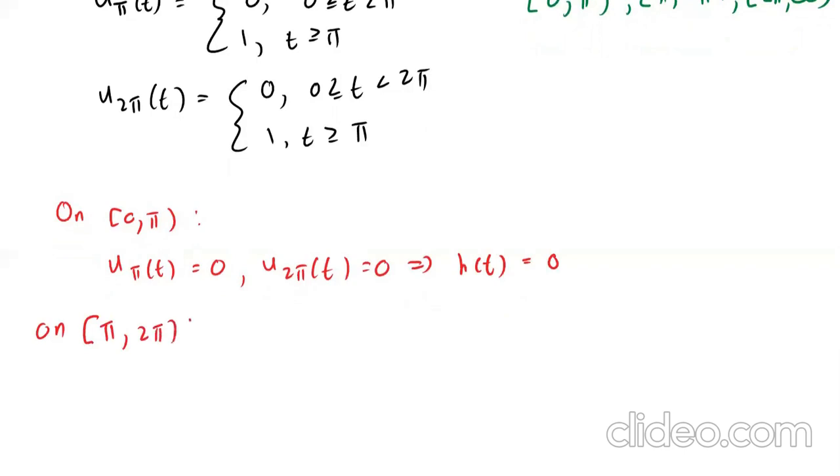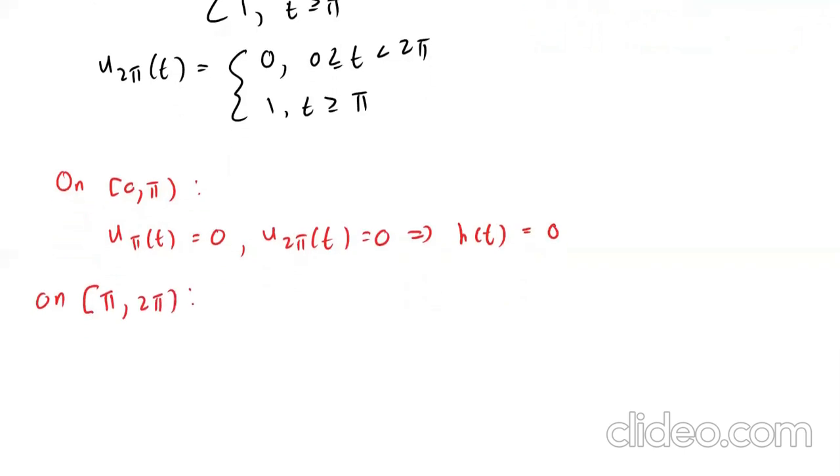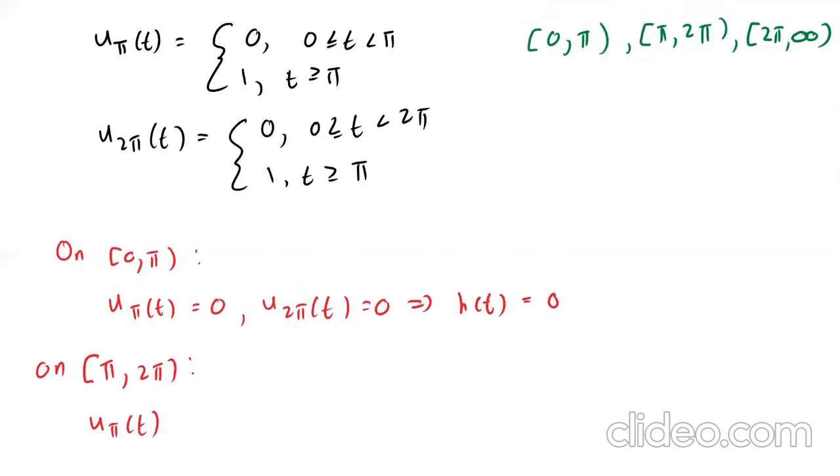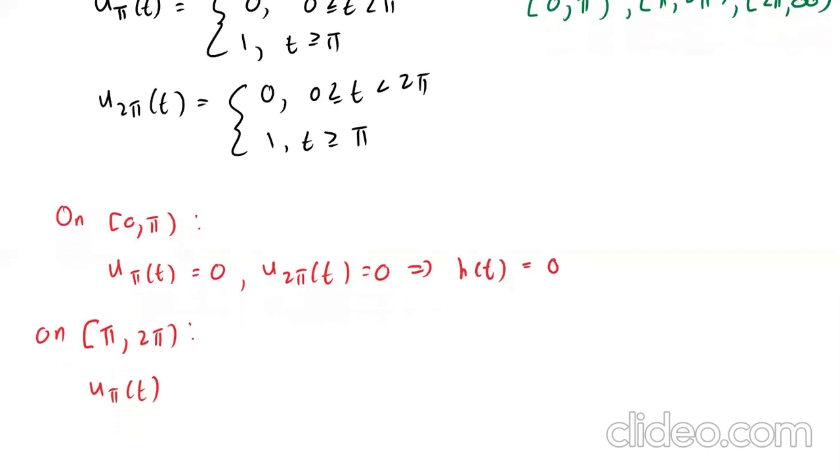So what's going on here? On this interval, u sub pi of t is equal to 1, because u sub pi of t becomes 1 at pi and stays as 1 for the rest of the interval, up to infinity. However, u sub 2 pi of t is still equal to 0 on this interval because it doesn't jump up to 1 until we reach 2 pi, which we're not including in this interval. So in this case, what's h of t? It's the difference of these two, so we get 1.